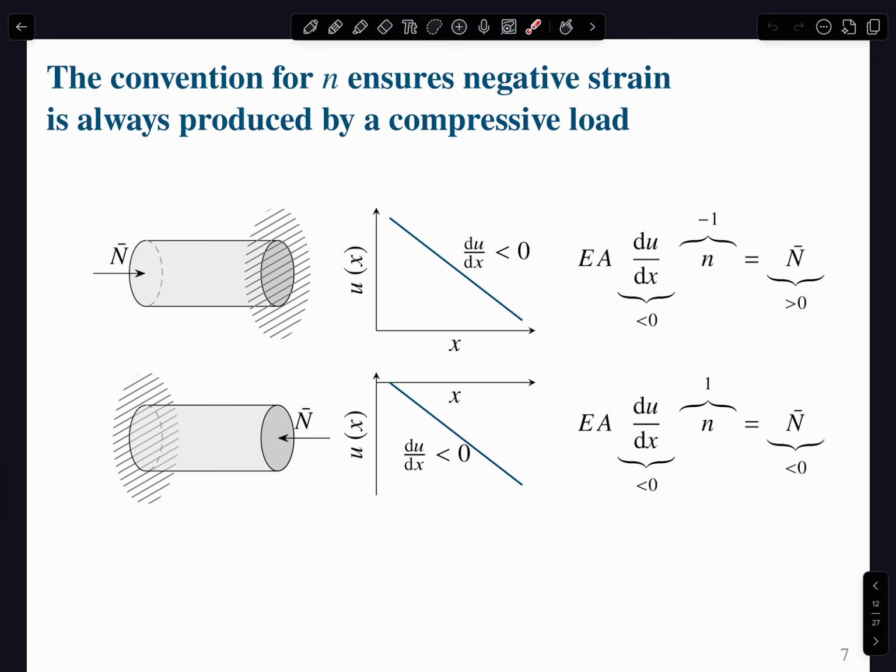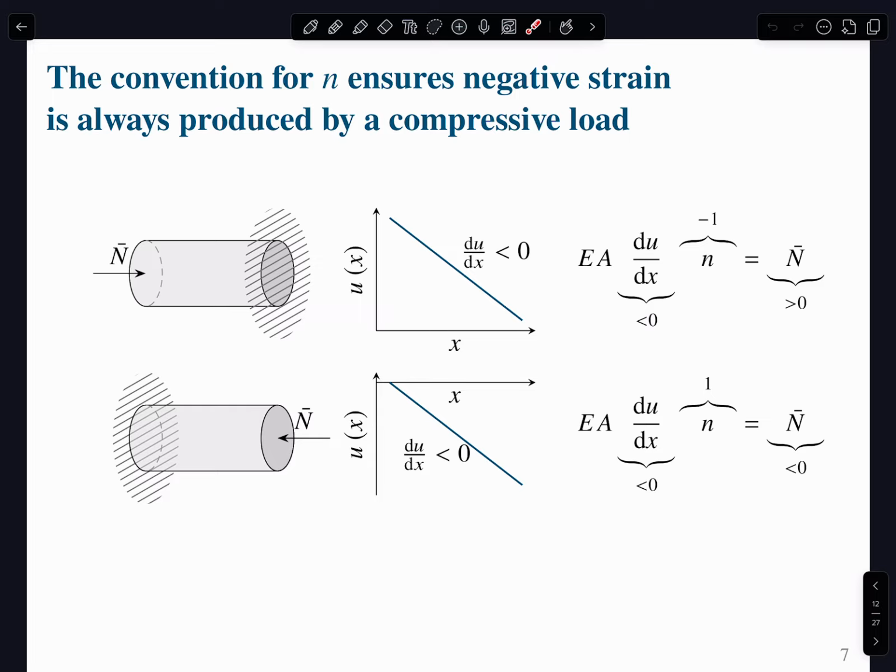Some people think of n as the normal at the ends of the bar. So if it is pointing in that direction, it's negative. If it is pointing in that direction, it's positive. But it's not really a normal. It's just a scalar for the one-dimensional case. For higher dimensions, it is actually the normal to the boundary.